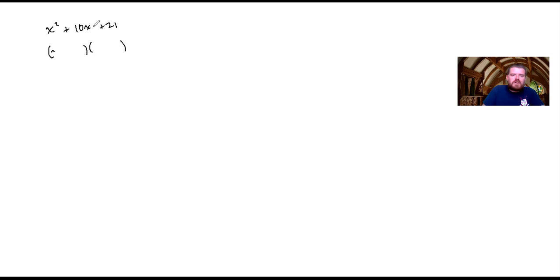Remember in FOIL, we did first, outside, inside, and last. So the first terms are going to have to be factors of x squared. And because we're looking at an easy example here, the only thing that I can put there would be x times x. The last terms, that gives me a constant. So I'm looking for some numbers that multiply to get 21. So this could be 1 and 21, or 21 and 1. It could be 3 and 7, or it could be 7 and 3.